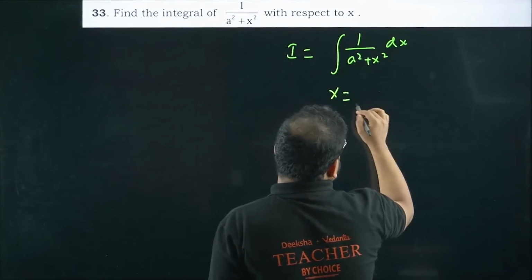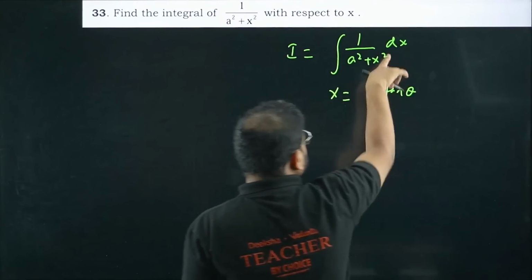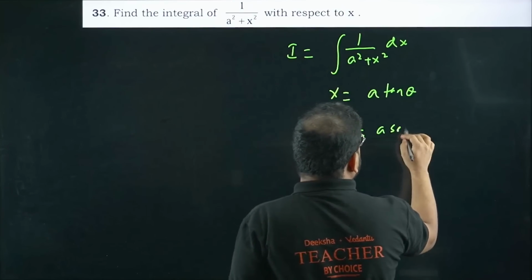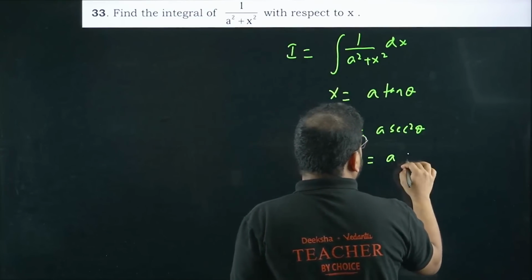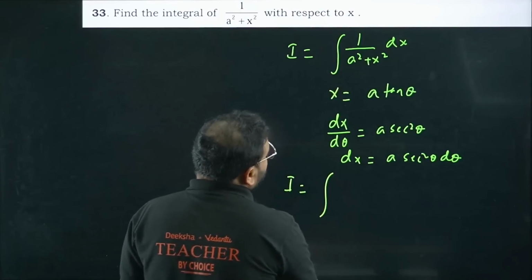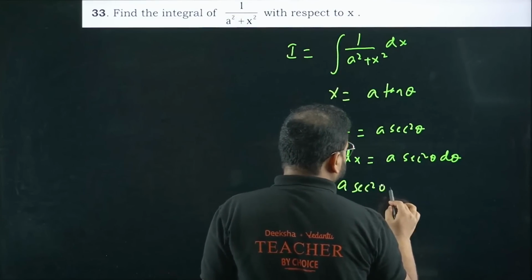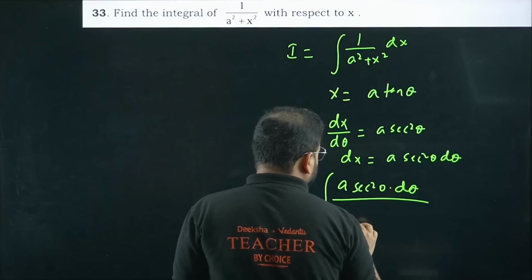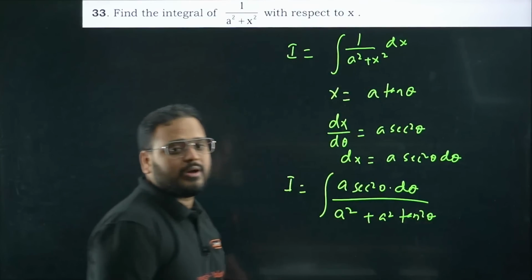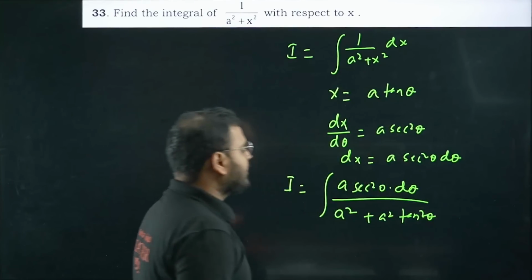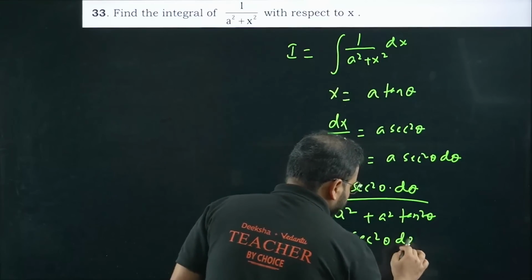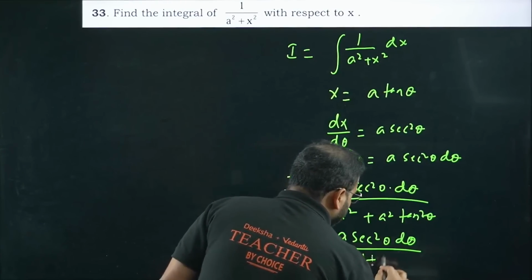Take x as a tan theta. Differentiate to change this value of dx to d theta. You get here dx by d theta equals a sec square theta, giving me dx as nothing but a sec square theta d theta, okay? Change this now, it will become, sir, I equals integration of a sec square theta d theta divided by, I have a square, so write it as it is, plus x square will become a square tan square theta. Please check, okay? Now I can take a square common in the denominator. It will become a sec square theta d theta divided by, take a square common, it will become 1 plus tan square theta, okay?